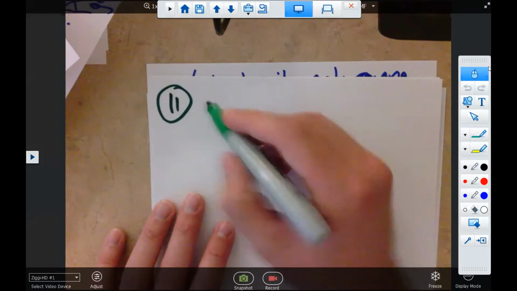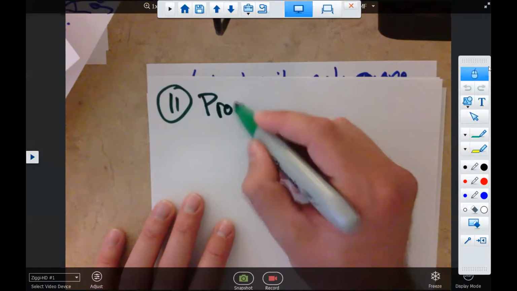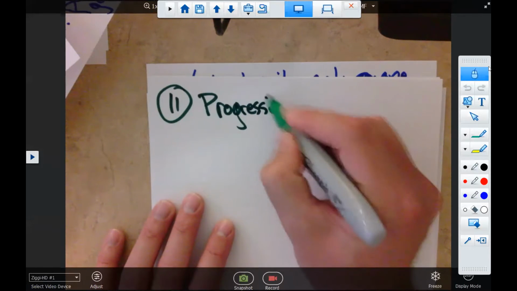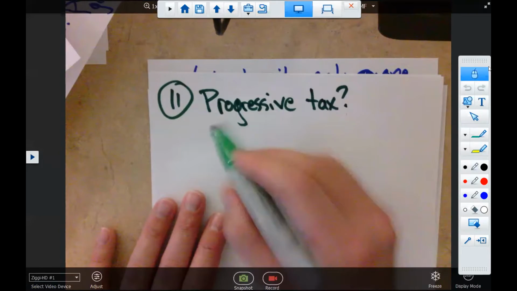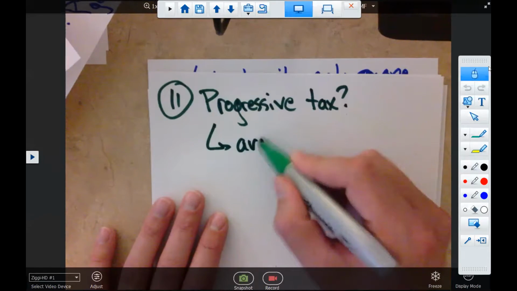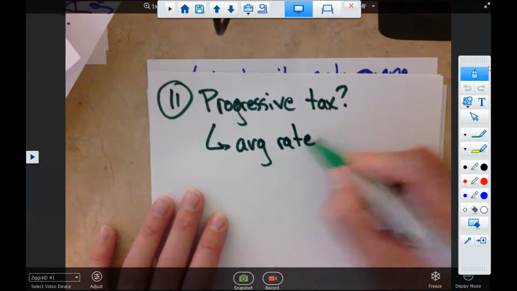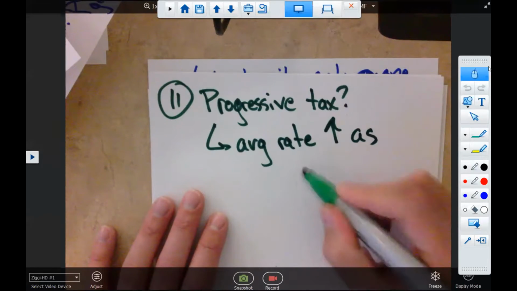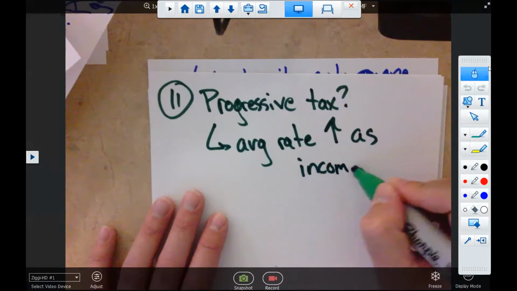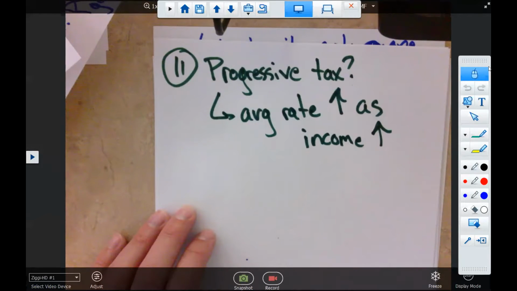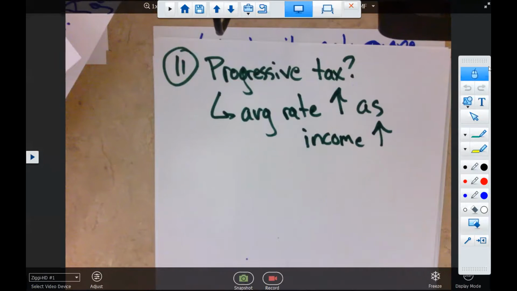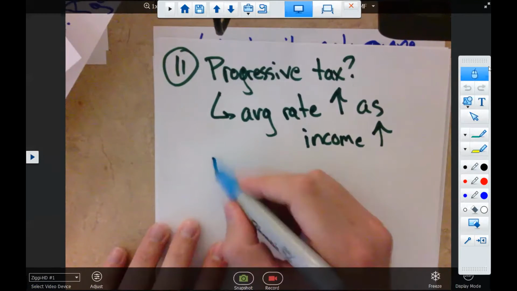So what is meant by a progressive tax? Right, so the average rate increases as your income increases. As your income increases, you pay a larger proportion of your income to the government. What is a regressive tax?